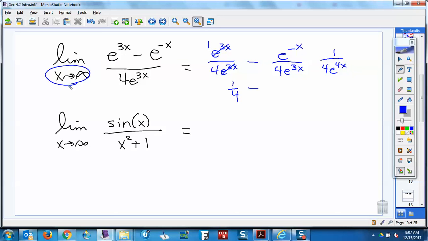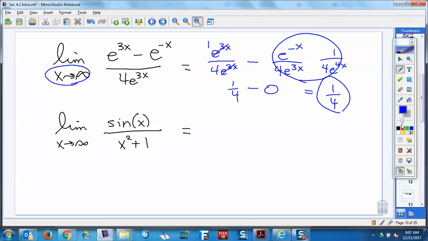Now what's happening to that? Remember, as x goes to infinity, as x gets really big, what's happening to e to the 4 billion? This bottom's getting really big, so this fraction's going to what? 0. So this whole fraction here is just going to 0. So the answer on this one is 1/4. Okay?